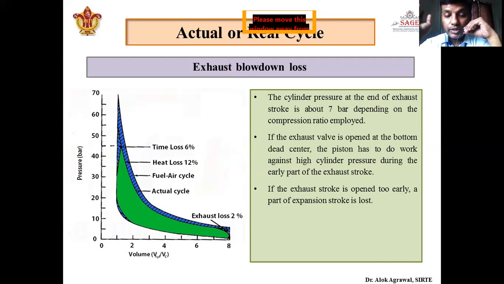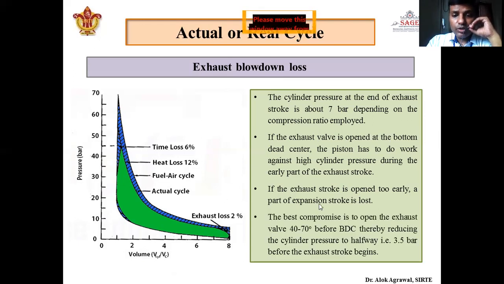And if you do not open the exhaust valve till the expansion stroke ends, what will happen? During the fourth stroke, the exhaust stroke, the work required to take the exhaust gas from inside the combustion chamber to the outside will be increased, and that will reduce the work output of the cycle.